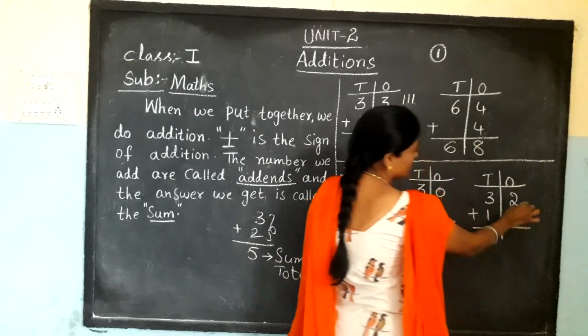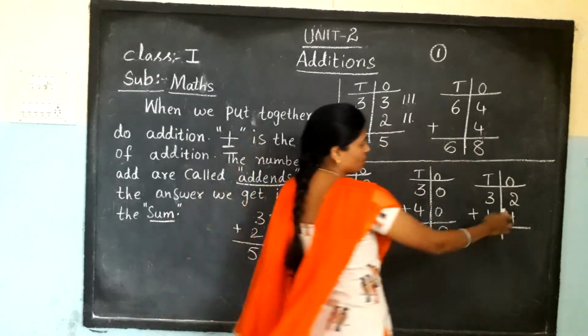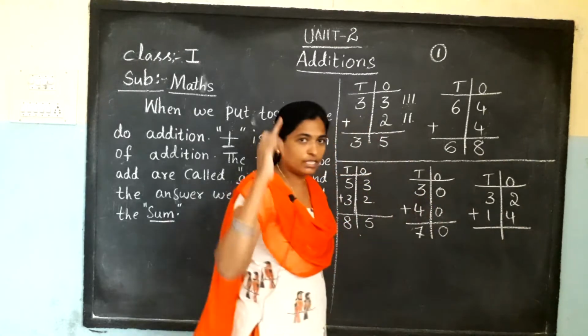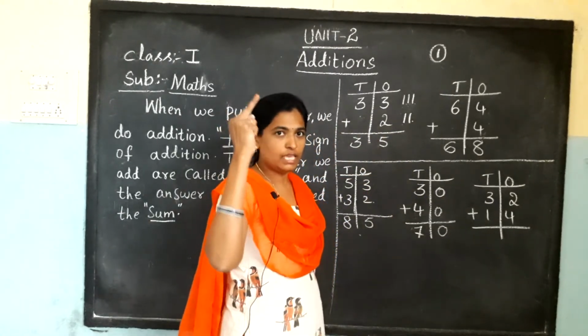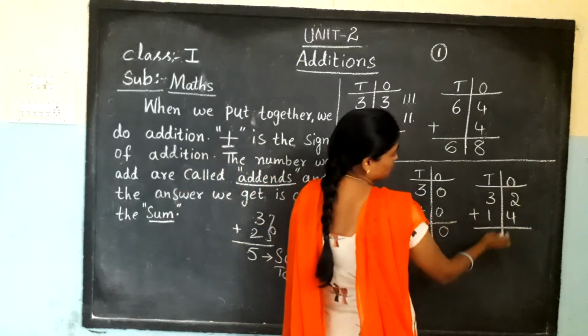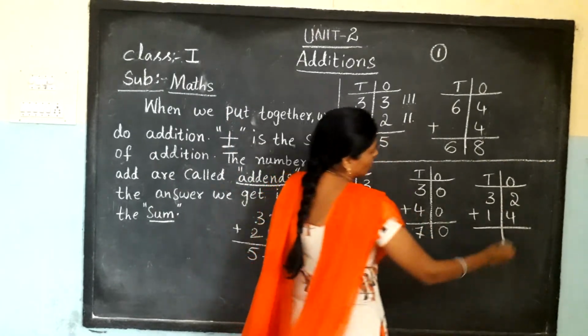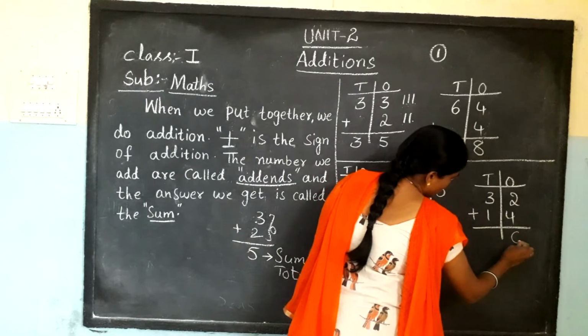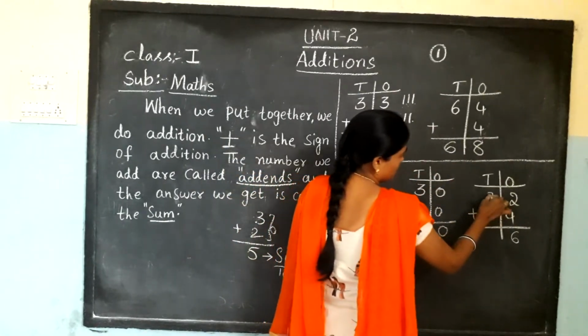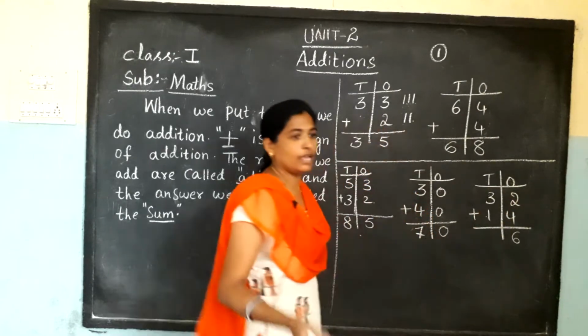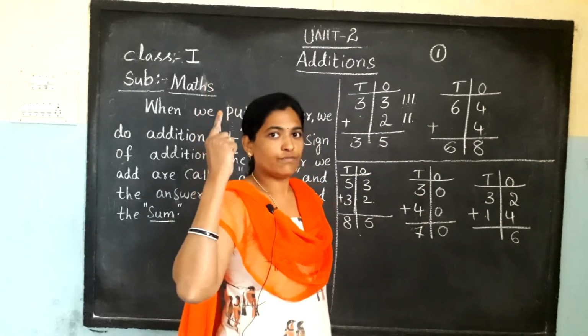Next sum, ones and tens. In the ones column, which is the bigger number? Yes, 4 is the bigger number. 4 in the mind and 2 in your fingers. 4 after, 5, 6. Where do you have to write? In the tens column? No, you have to write in the ones column. Next, in the tens column, what numbers are there? 3 plus 1. 3 in the mind and 1 in your finger. 3 after, 4.